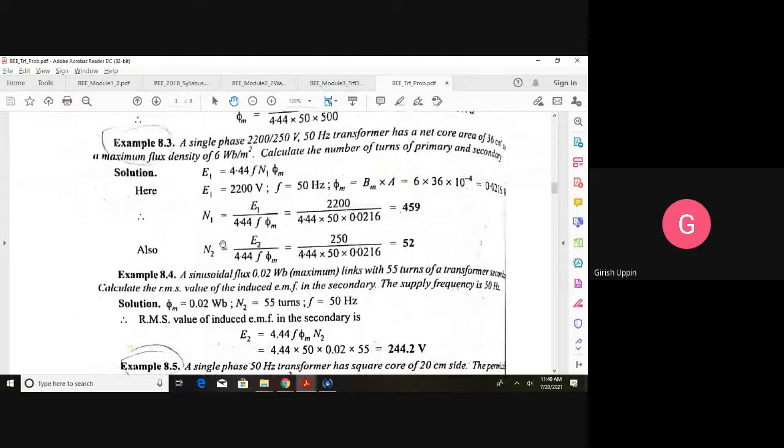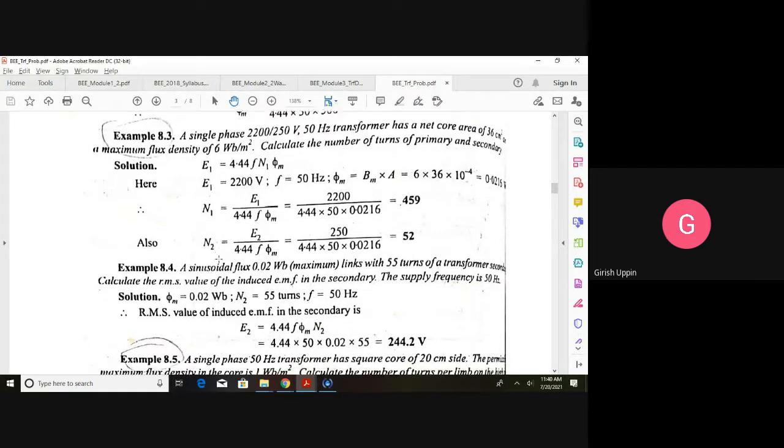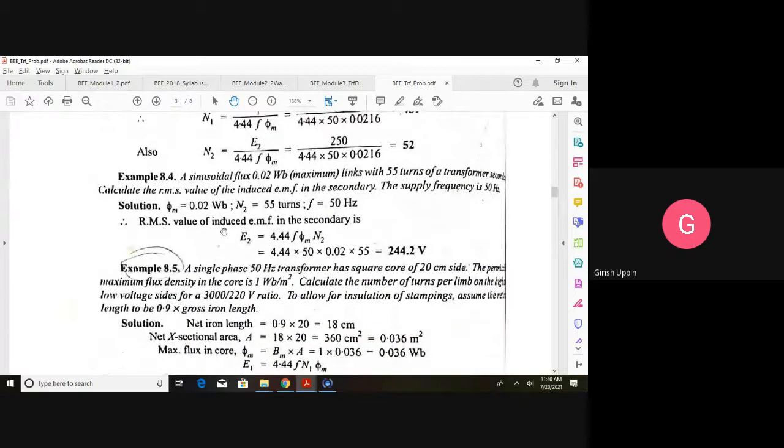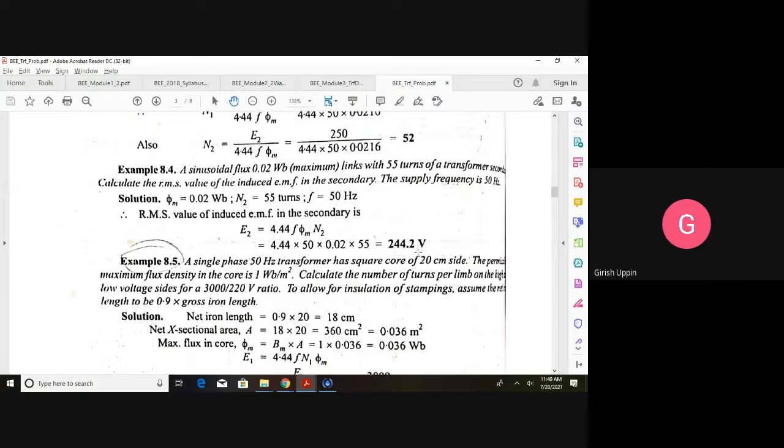Now in this particular problem, they have asked what is N2, which you can easily find out. Here they are asking for the RMS value of the secondary EMF. They have given the flux, number of turns, and frequency. So with straightforward substitution, you get the answer.